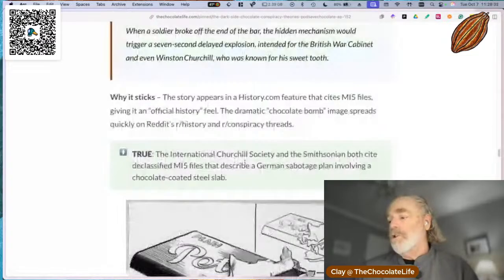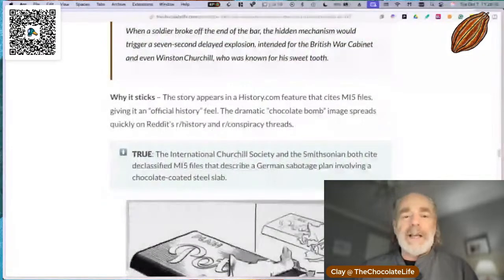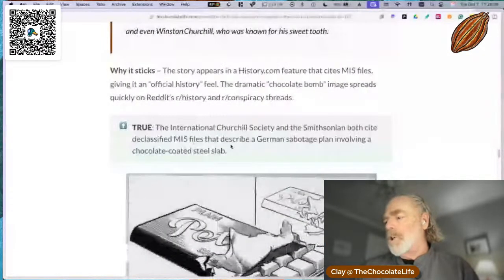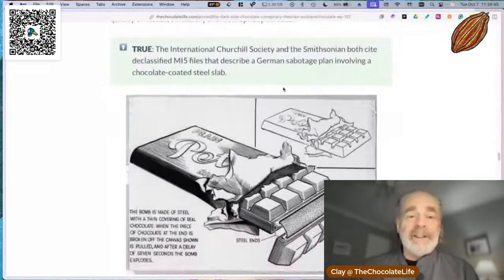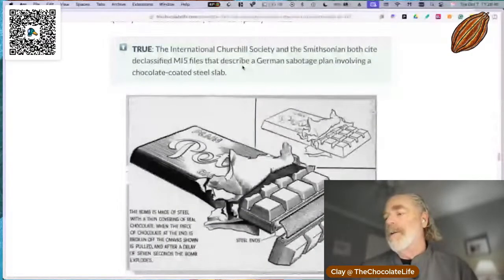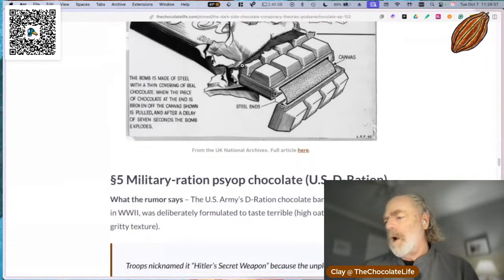The International Churchill Society and the Smithsonian both cite declassified MI5 files that describe a German sabotage plan involving a chocolate-coated steel slab. So this is where, and you notice that I use green to indicate this is conspiracy theory is in fact true. So it's not a conspiracy theory. It is in fact documented history. So let's go here. All right.